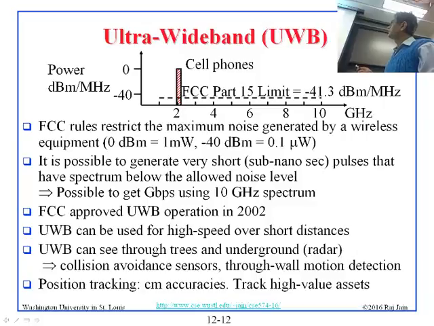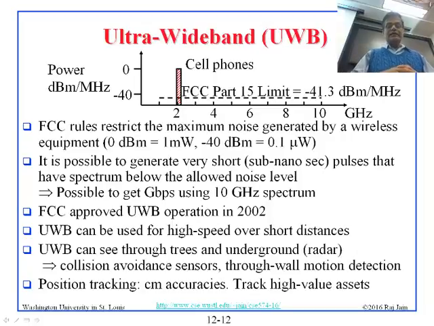This restricts the maximum noise generated by wireless devices to minus 40. It is possible to generate very short sub-nanosecond pulses that have a spectrum below the noise level. Okay, so you can get gigabits per second using 10 gigahertz spectrum. And FCC said, yeah, that's fine, in 2002. In 2002, FCC said, it's okay, no problem, you can do that. And so people started working on this standard at IEEE. And so that can be used for very high speed communication over a short distance, because there is not much power, so it cannot go very far, but it can be very high speed.